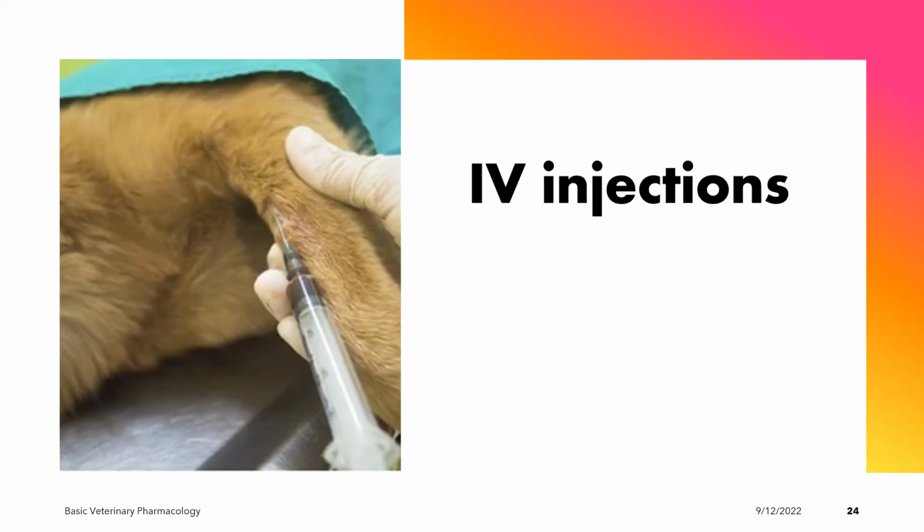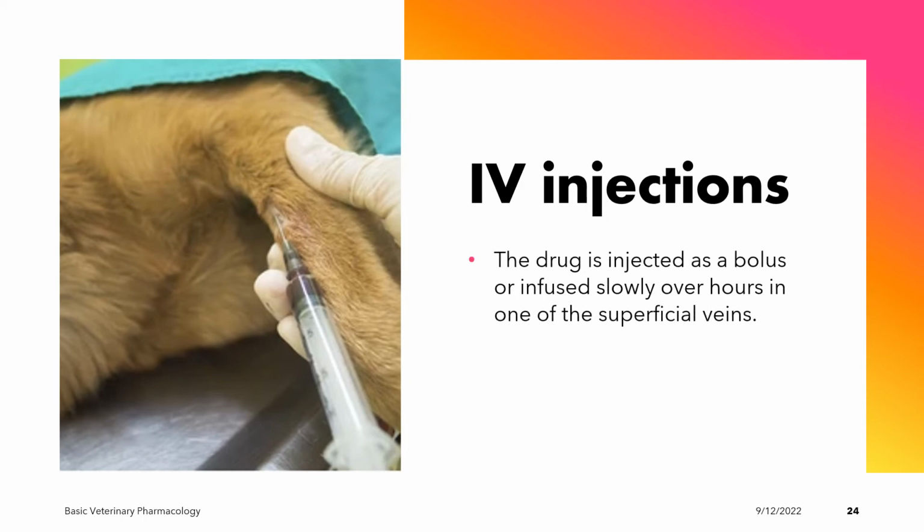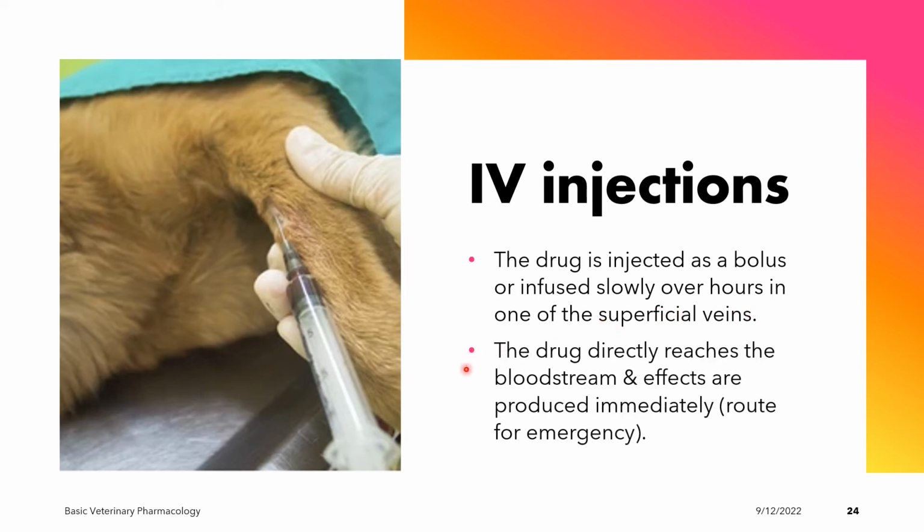So let's start with the IV or the intravenous injections. In the IV injections, the drug is injected as a bolus. When we say bolus, that is a single dose of a drug or a substance given over a short period of time. Or it can also be infused slowly over hours in one of the superficial veins. The drug directly reaches the bloodstream and effects are produced immediately. So this is the route of choice for emergency cases.